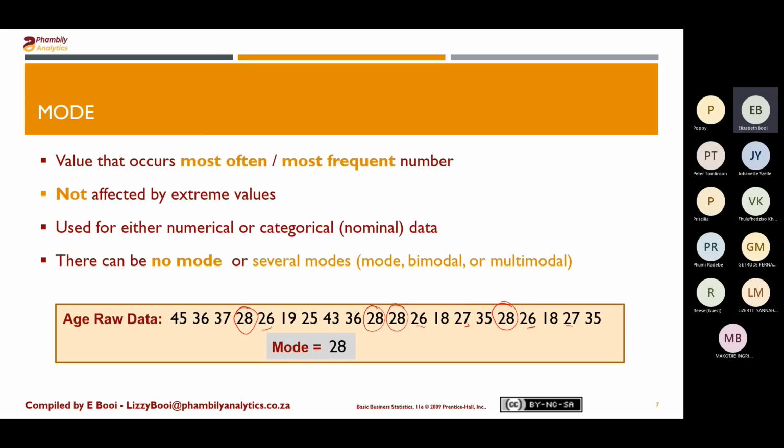You can also double check because 18, there are only 2 of them, and you can check the others if they appear more than the rest of them. But from this data set, only 28 appears 4 times. Okay, so that is the mode.